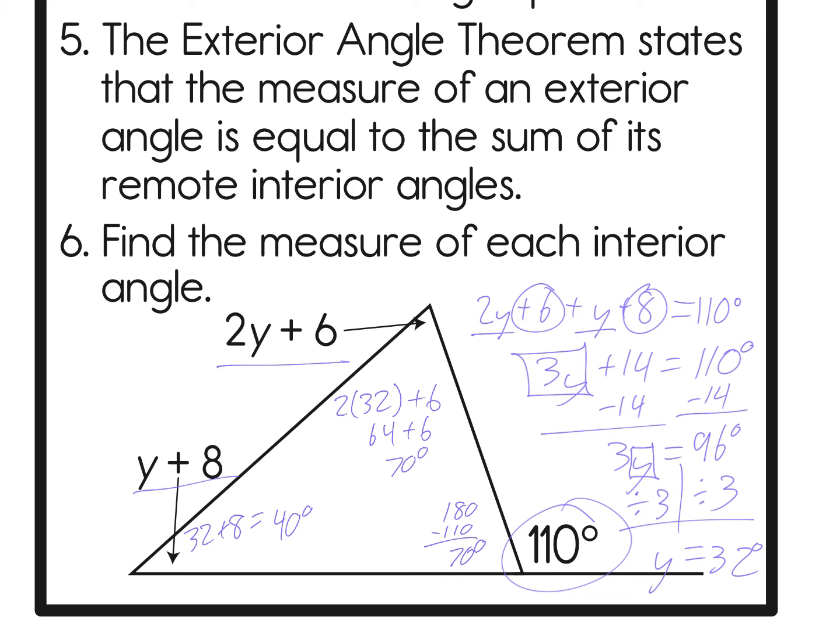70 degrees. We can check our answer by adding all three together to make sure we get 180 degrees. So 70 degrees plus 70 degrees is 140 degrees, plus another 40 degrees does give us 180 degrees. Therefore, we know that these three interior angles do add up to 180 degrees, and we have correctly found all three interior angles.